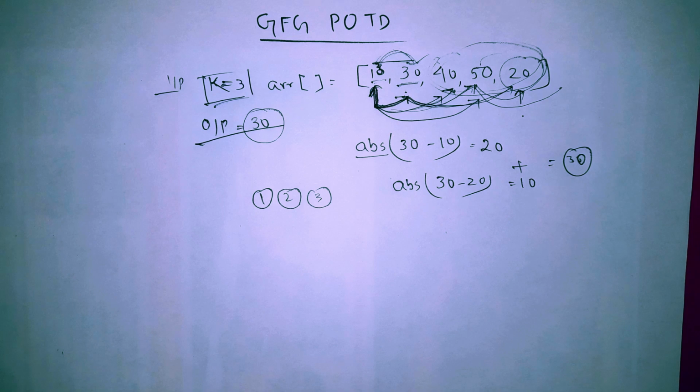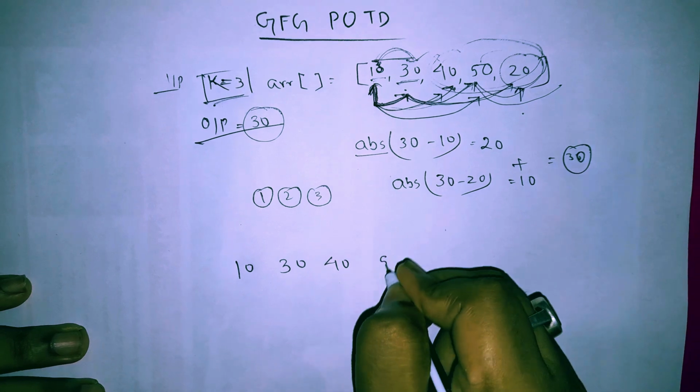And if you try to draw the recursive tree every time, it will be very messy and time consuming. So you have to just think about the first step. In my very first step, what is my recursion doing? You have to think just about that. Suppose in this example: 10, 30, 40, 50, 20.